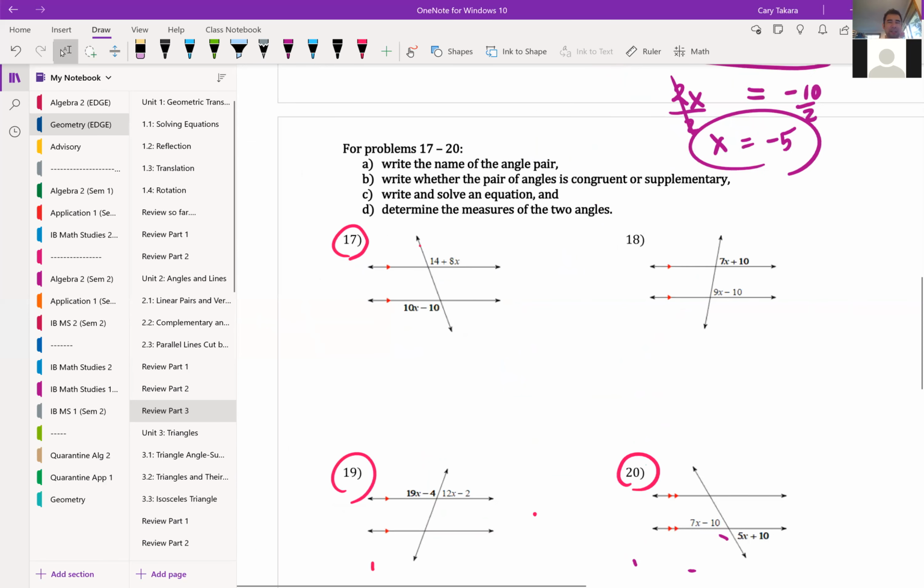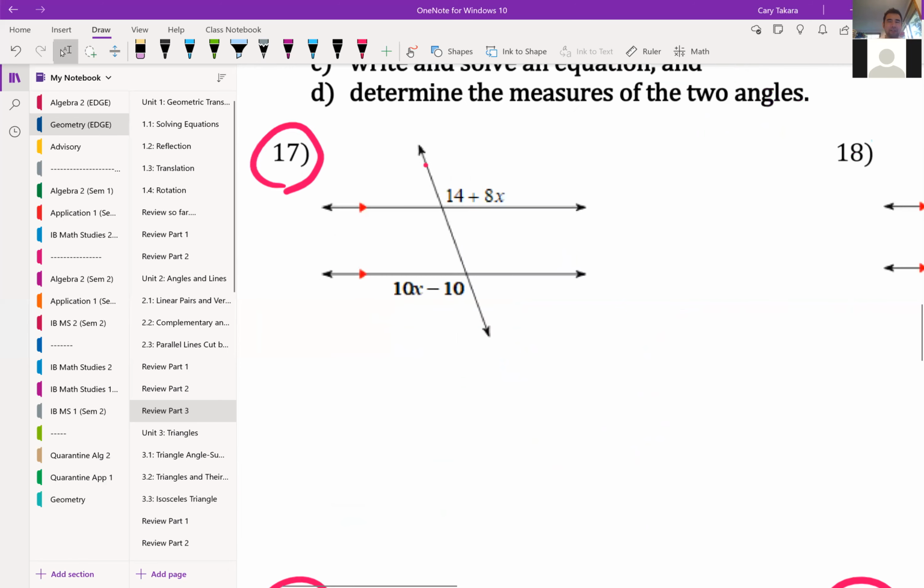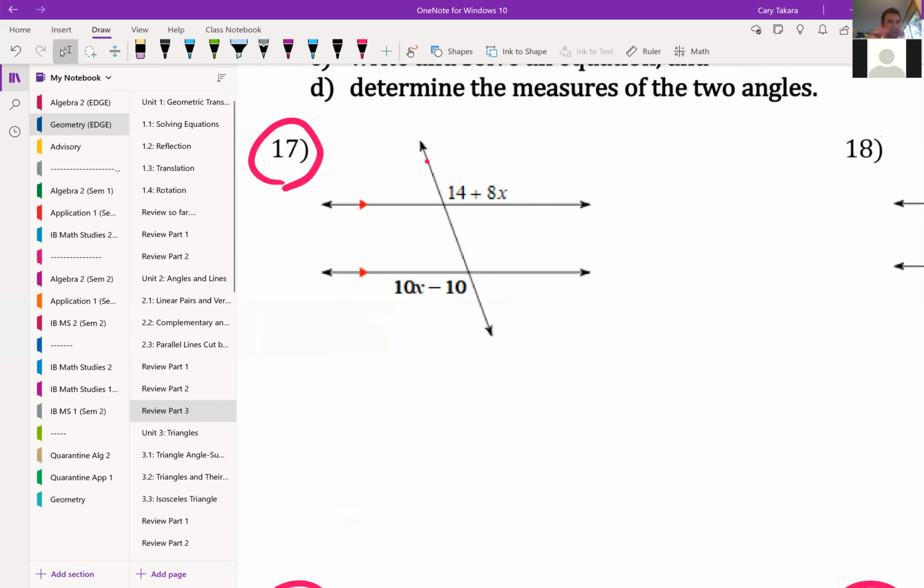Number 17. Again, I want you to just do the two things. I want you to name it, and then I want you to solve it. So 2 minutes.